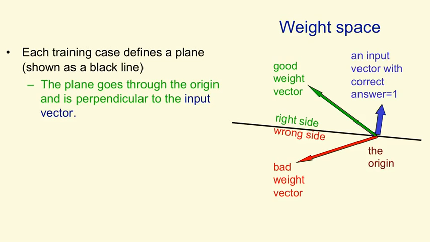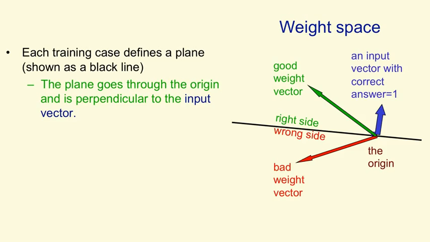We're going to consider a training case in which the correct answer is 1, and for that kind of training case, the weight vector needs to be on the correct side of the hyperplane in order to get the answer right. It needs to be on the same side of the hyperplane as the direction in which the training vector points. For any weight vector, like the green one, that's on that side of the hyperplane, the angle with the input vector will be less than 90 degrees. So the scalar product of the input vector with the weight vector will be positive. And since we already got rid of the threshold, that means the perceptron will give an output of 1. It'll say yes, and so we'll get the right answer.